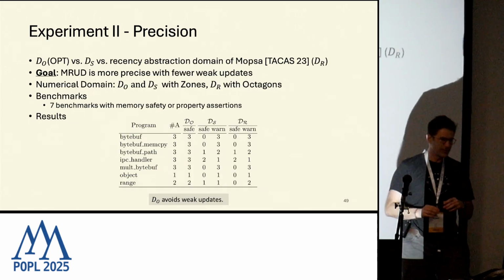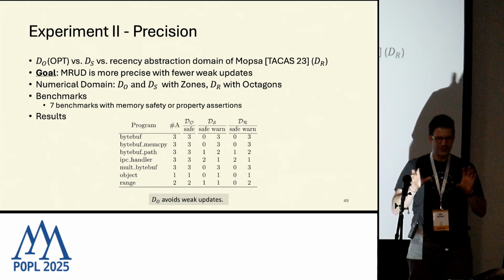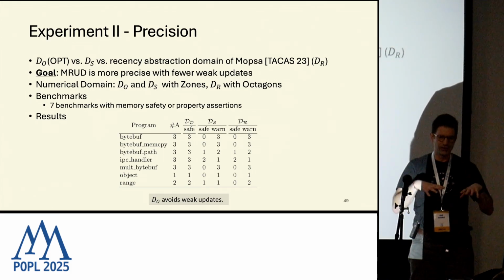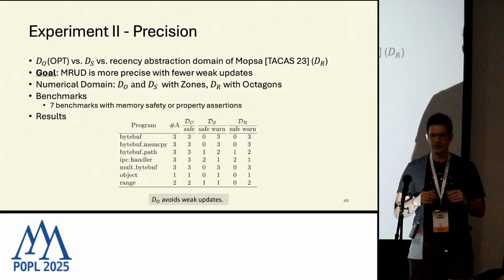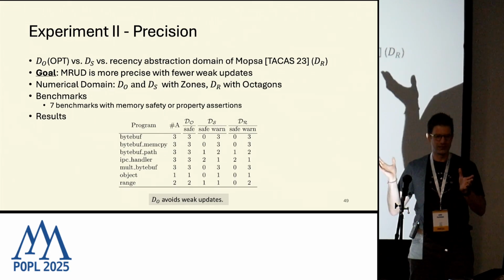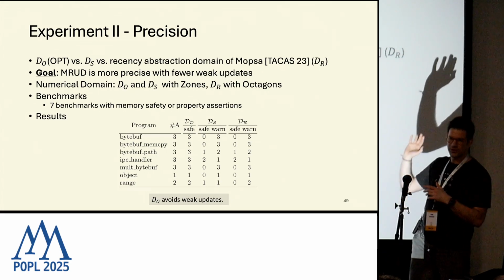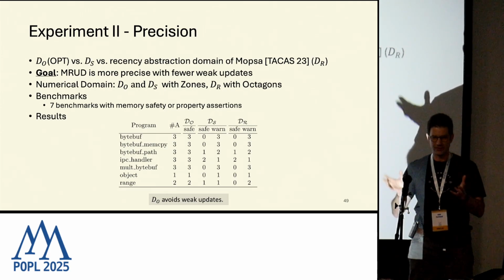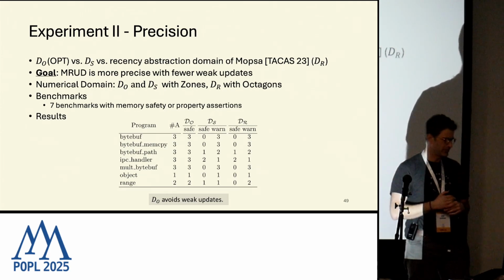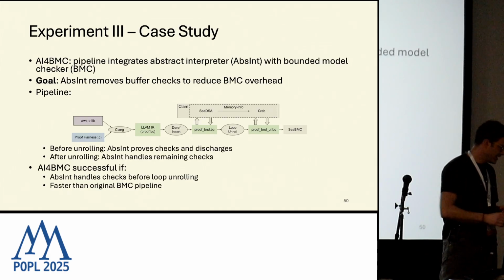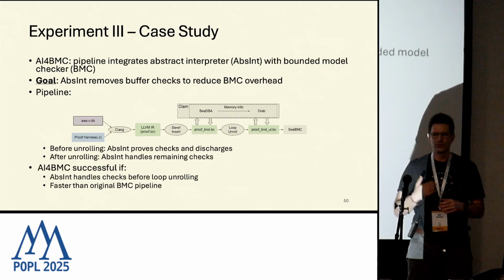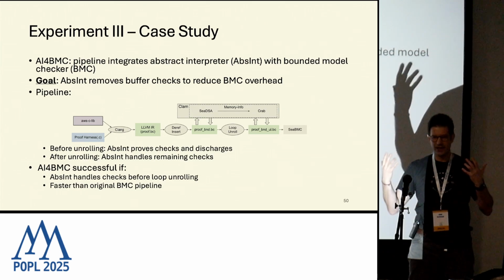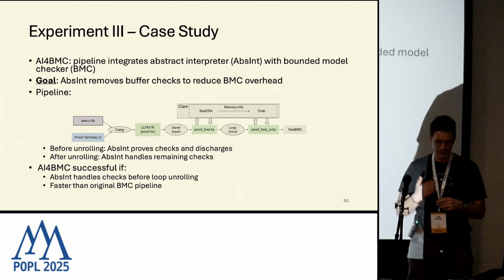We have experiments for precision where we craft special programs that we know would be really good for our technique, shouldn't be handled by, say, recency abstraction and other tools. We compare it with MOPSA, and yeah, we get exactly what we expect theoretically, that this technique works well and recency abstraction doesn't. And then we embed it into a bigger pipeline. This is sort of what gave us reason to work on this in the first place.